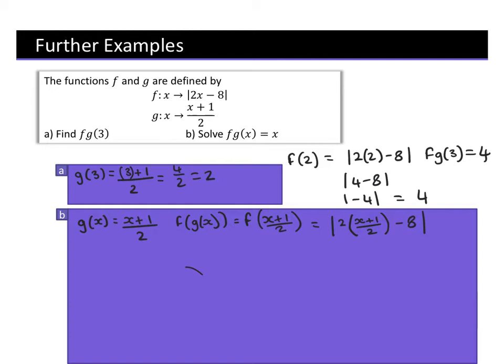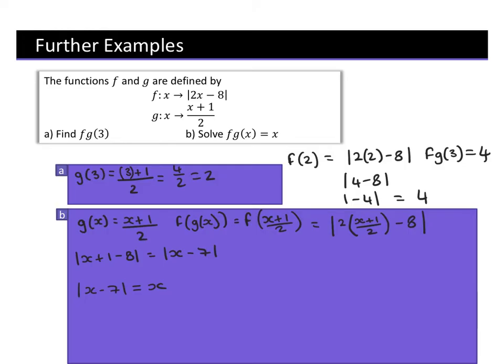8. Now, if I was to expand and simplify, here I've got 2 lots of something over 2. Those 2s are going to cancel out, so I'm just going to have the numerator. So I'm going to have the modulus of x plus 1 minus 8, which equals the modulus of x minus 7. So what we're now saying is the modulus of x minus 7 equals x. And this is what we have to solve.